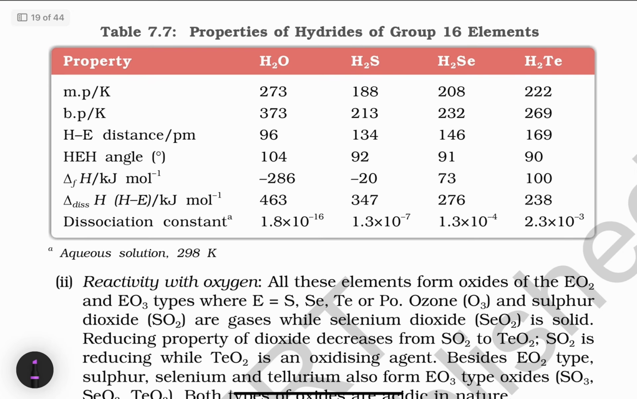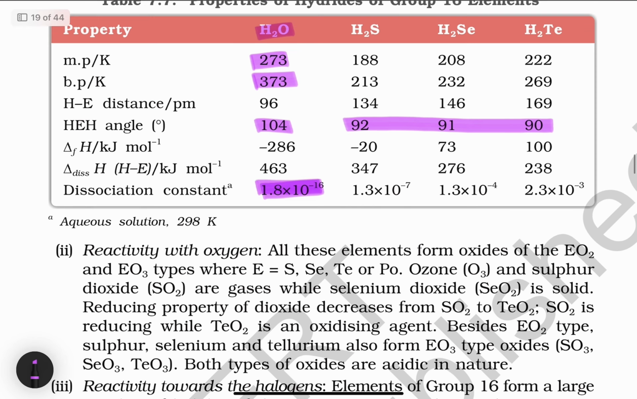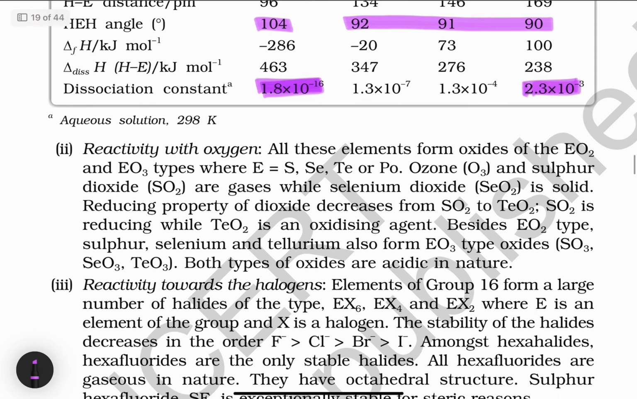See the specialty here: the melting point should be lowest, but it is highest because of hydrogen bonding. Boiling point is also highest because of hydrogen bonding. Rest of the properties are regular, you can check. The bond angle in water is 104 degrees because of sp3 hybridization. These three are 92, 91, 90 because of pure orbitals. Bond energies and all you can check, nothing special. Dissociation constant: this one is very less, so it is not so acidic, and this is a good acid.